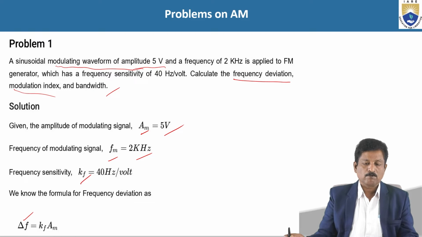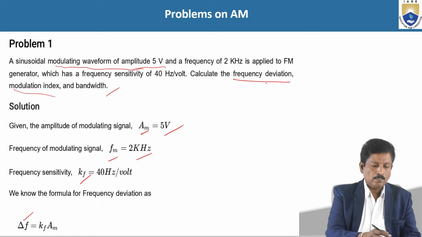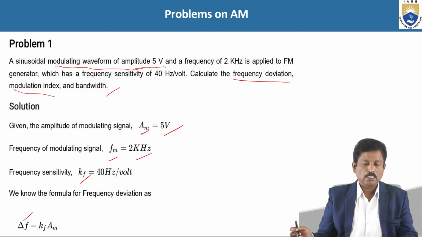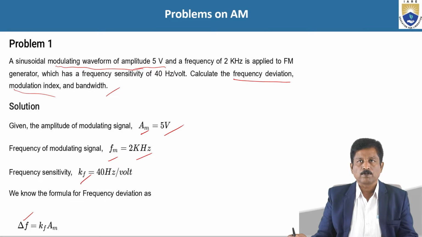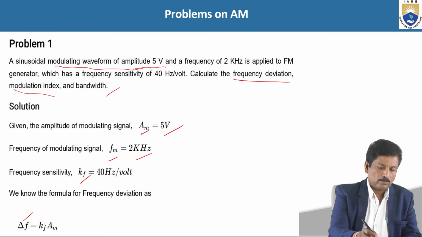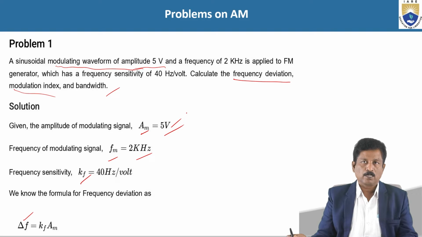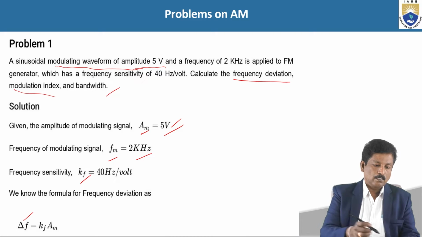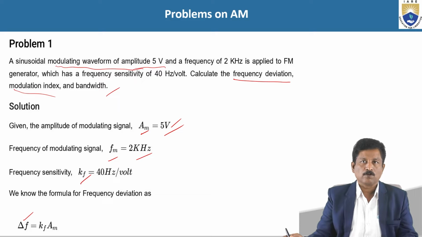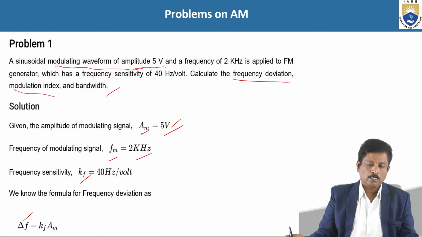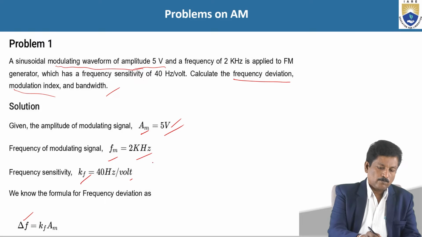First we will calculate the frequency deviation. So delta f is equal to kf into Am. From the given problem, we know what kf is and what Am is. Am is the amplitude of the modulating signal, which from the problem is 5 volts. Then kf is the frequency sensitivity, given in hertz per volt, and from the statement it is 40 hertz per volt.